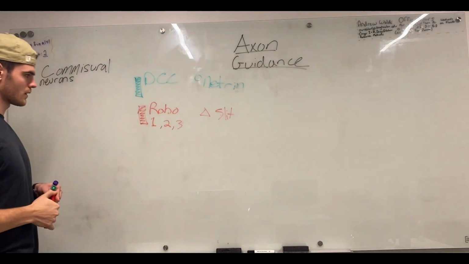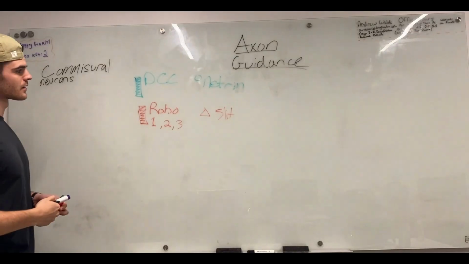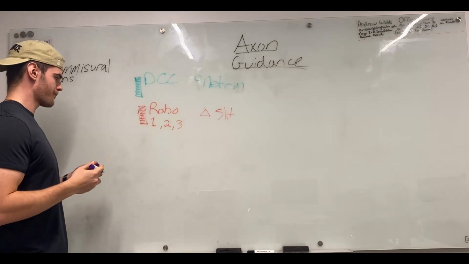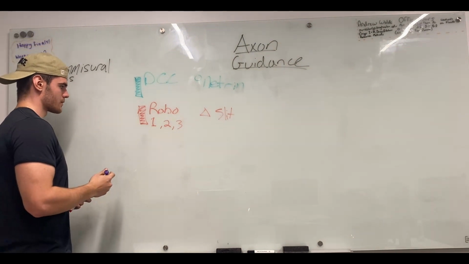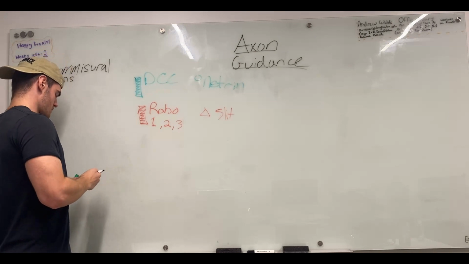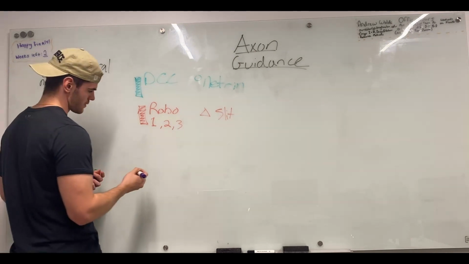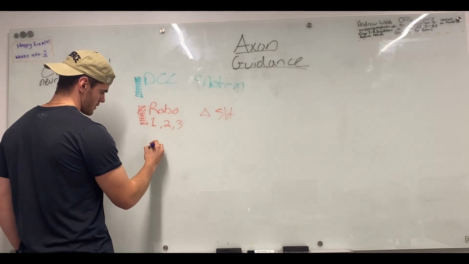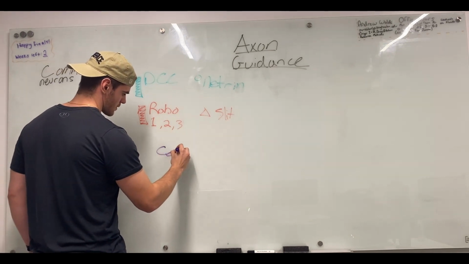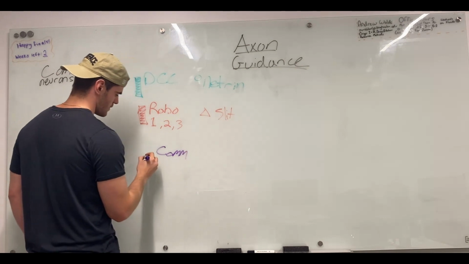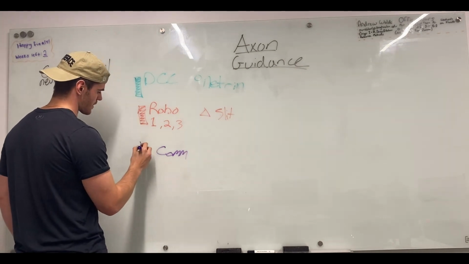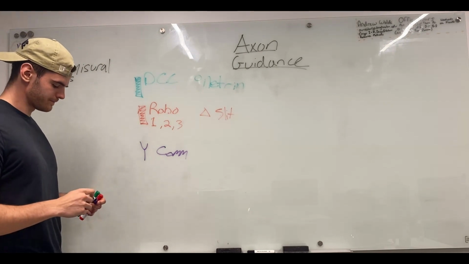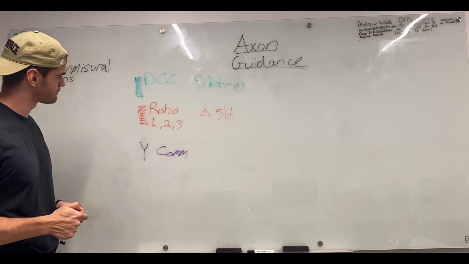All right. Lastly, the third protein, mainly I want to say is COM, which will be represented in a Y shape. Okay.